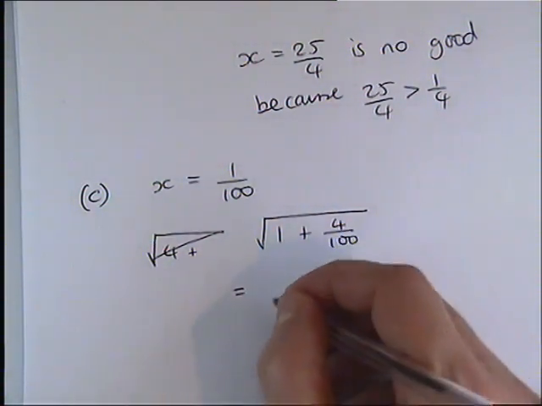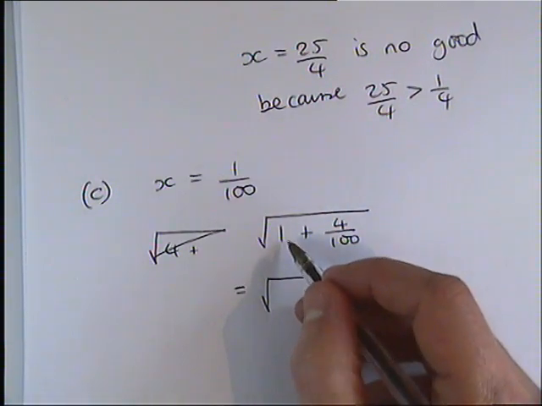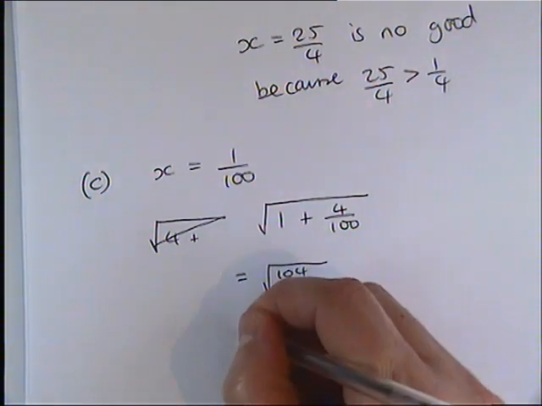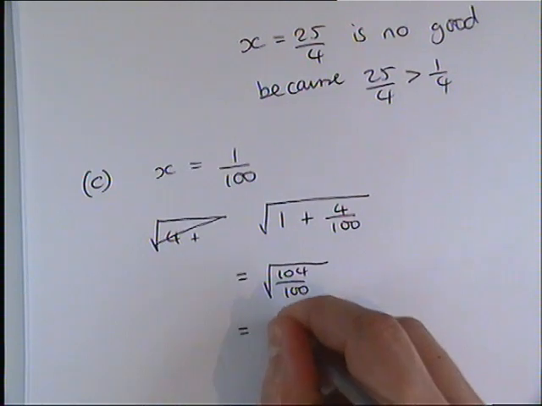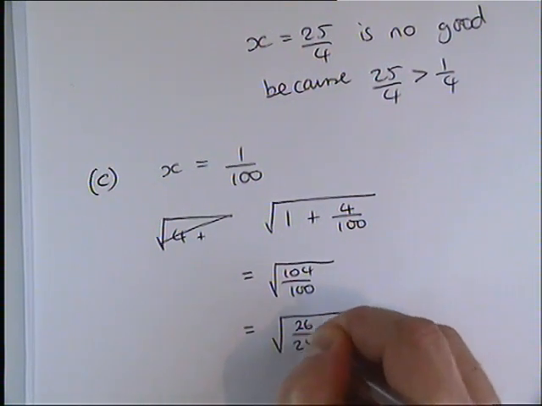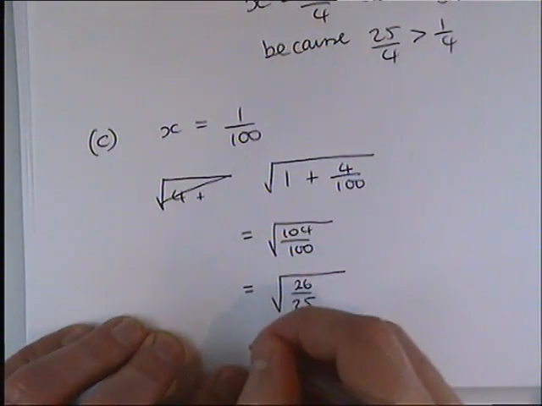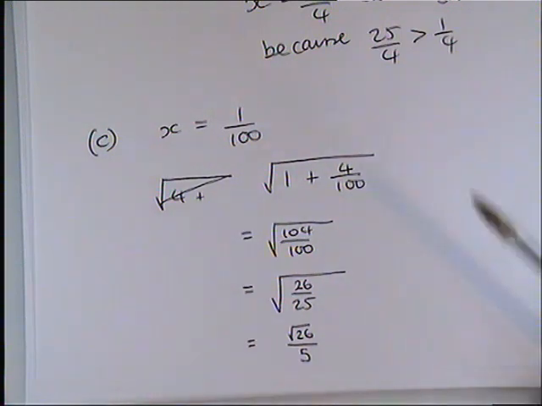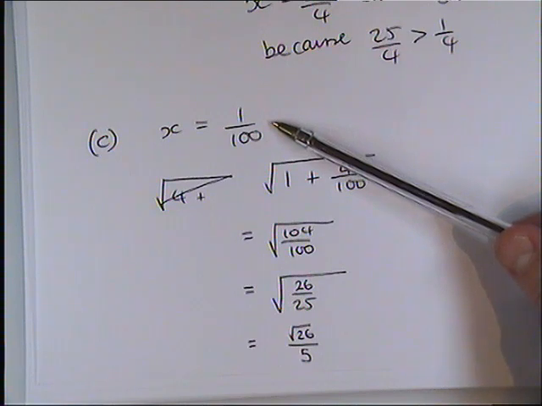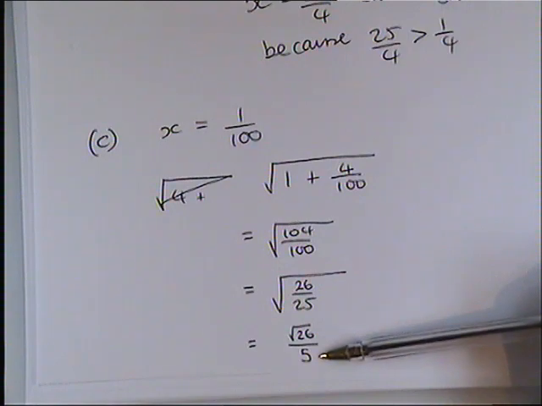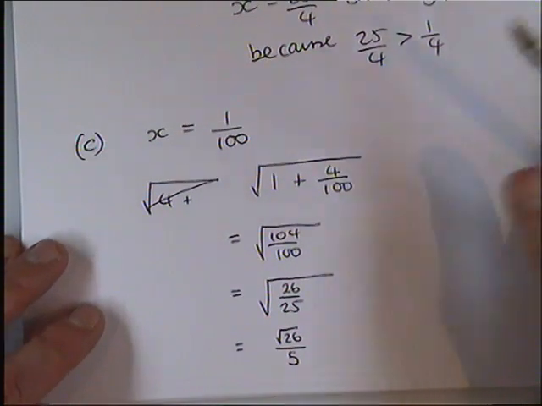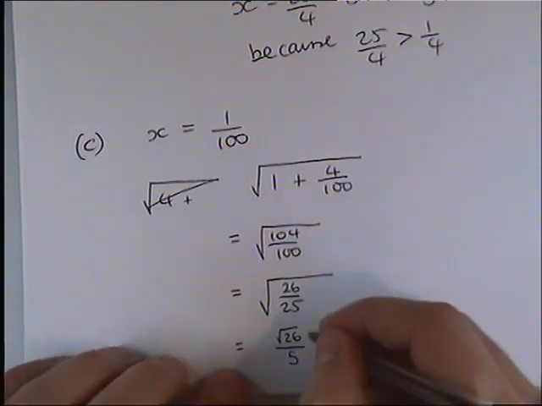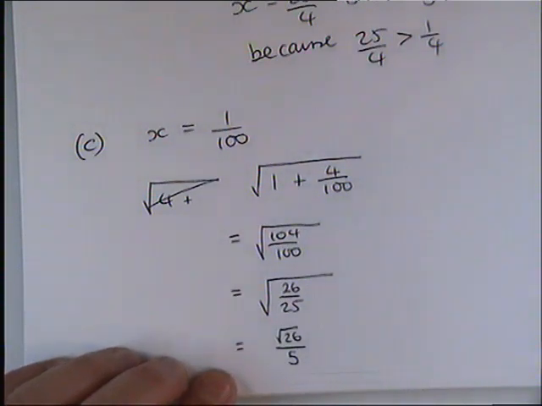Let's add those two together, and you'll get the square root of 104 over 100. If you simplify that fraction by dividing by 4, you get the square root of 26 over 25. The square root of 26 is on the top of the fraction, and the square root of 25 is 5 on the bottom of the fraction. So you can see by substituting x equals 1/100 into this expression, we've shown that it would equal root 26 over 5. Therefore, if you pop x equals 1/100 into the expansion that we worked out earlier, you will get an approximation for root 26 over 5. Not root 26 itself, but root 26 over 5.